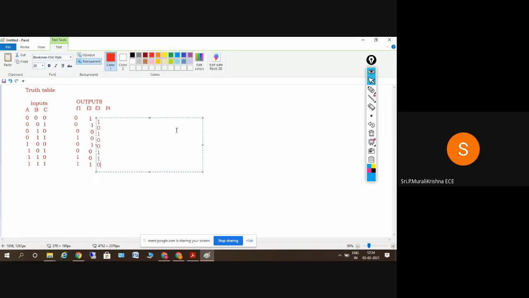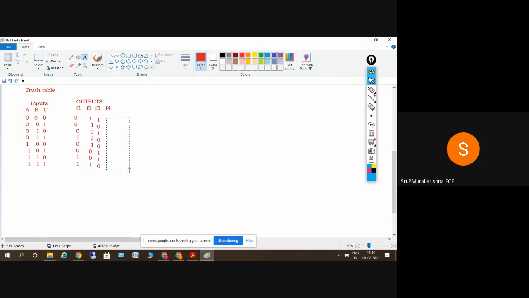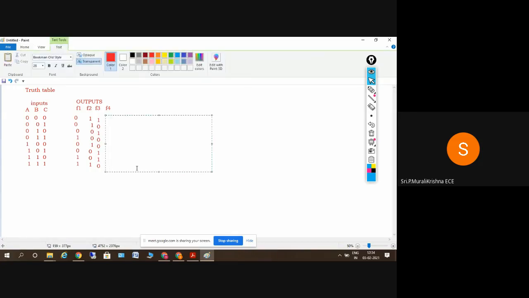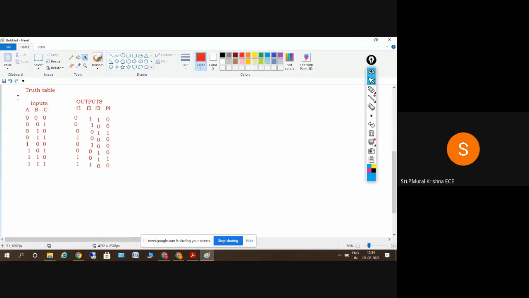Are you following or not? Yes, sir. Okay, and F4 is sigma of 2, 6. For 0 it's 0, for 1 it's 0, for 2 it's 1, for 3, 4 and 5 it's 0, for 6 it's 1, and for 7 it is 0. Okay, so this is the truth table for the given function.